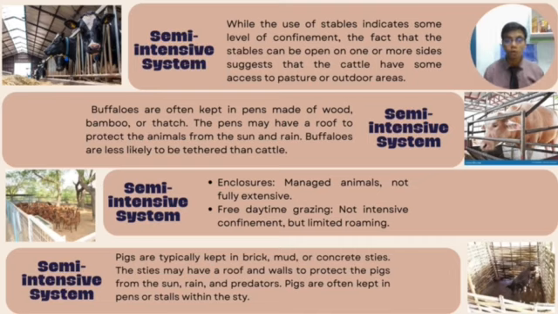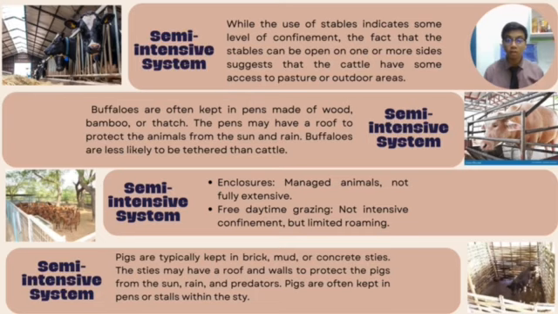Cattle. While the use of stables indicates some level of confinement, the fact that the stable can be opened on one or more sides suggests that the cattle have some access to pasture or outdoor areas, indicating they are using a semi-intensive system. Second one, buffalo.